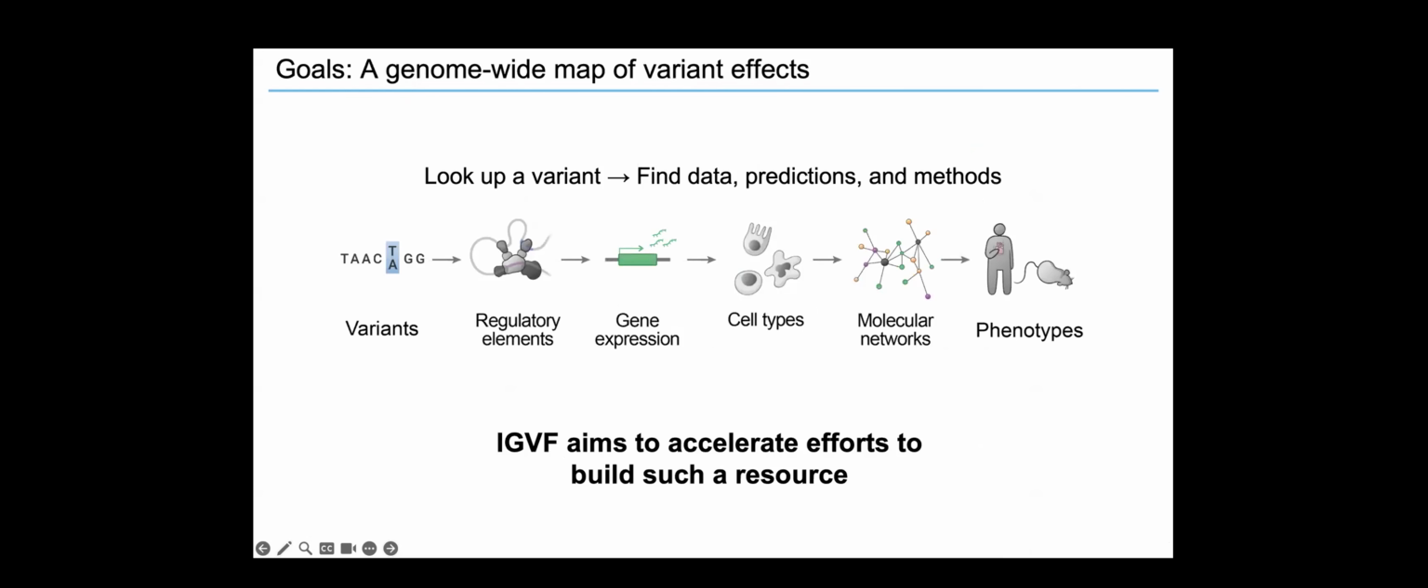So IGVF aims to accelerate building of a resource with which a user could look up any variant and learn about its function or its predicted function in any cell type or environment. We have focused on generating data with validated experimental methods that's uniformly processed with well-calibrated output and using well-documented methods so that others can apply them. Our aim is to have predictions that are benchmarked against gold standards and aiming for the catalog to be interoperable with other NIH resources.